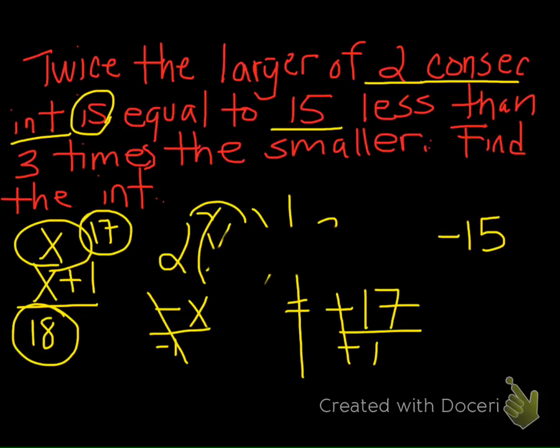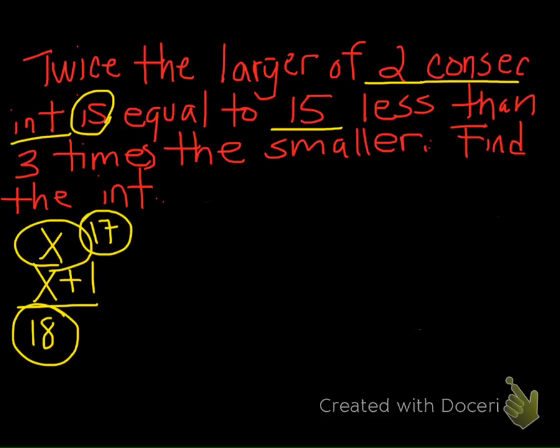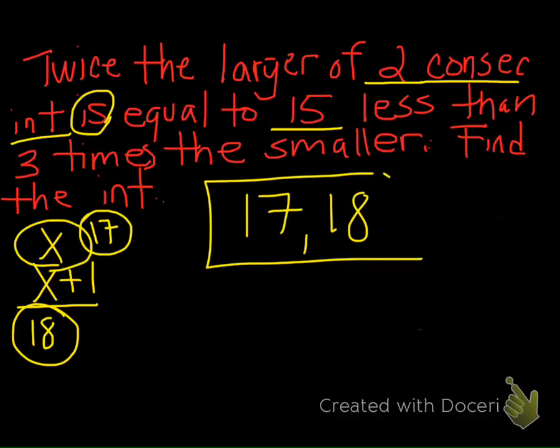So let me erase this space right here, and we'll just quickly check it out. The problem told me twice the larger, so who's the bigger number? My answer is 17 and 18. It says twice the larger, so you do 2 times 18, which is 36. Yes, 36. And then that is supposed to be equal to 15 less than 3 times the smaller. What's 3 times 17? Grab a calculator. I'm going to stall. I'm going to sing a little ditty called 51 Raindrops Keep Falling on My Head.